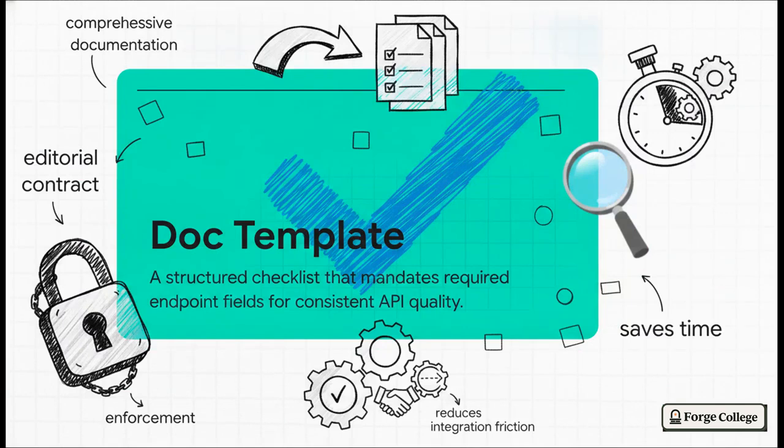What exactly is a comprehensive documentation template? Well, it's a highly structured checklist, and more importantly, it's a strict editorial contract. It absolutely mandates required endpoint fields to ensure you get consistent quality and crystal clear compatibility signals every single time. Look, it's not just a pretty page layout with some nice styling. No way. It's an enforcement mechanism. It forces consistency, it saves a ton of time, and it drastically cuts down on that annoying integration friction.